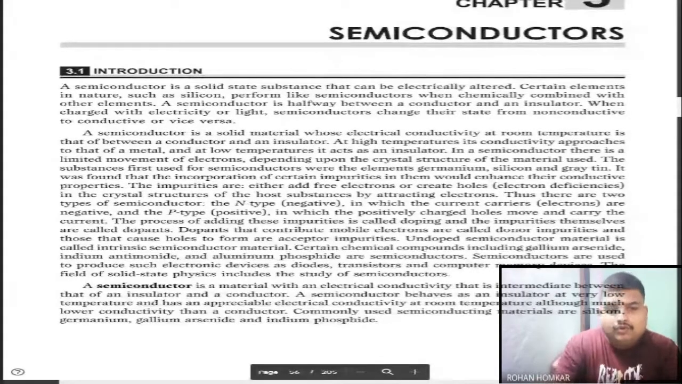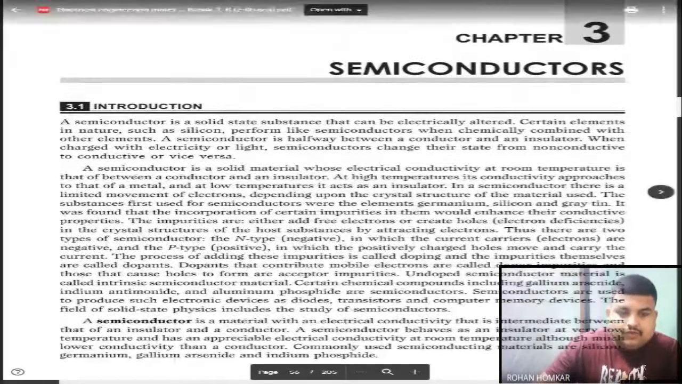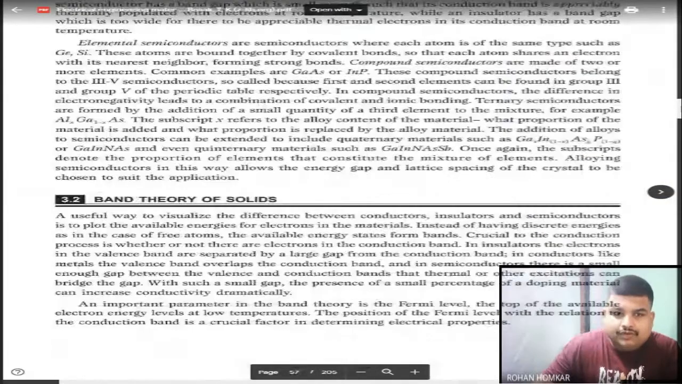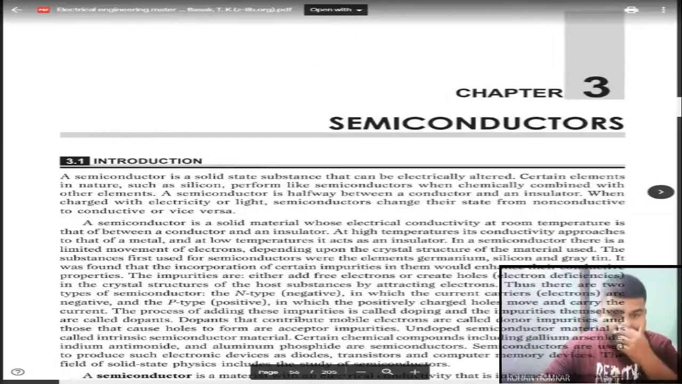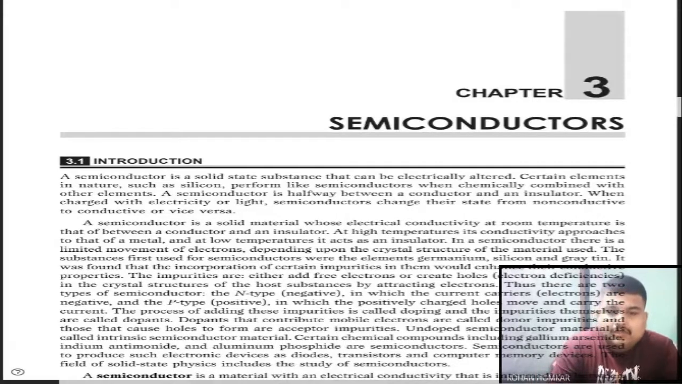But if you talk about the semiconductor materials, what exactly is the property of that material, what exactly the material is made up of, what are the different examples of these materials, this is what we are looking for in today's session. So we can see here that it's introduced as, semiconductor is a solid state substance that can be electrically altered. Like, it has some properties which are not very common in the different materials. It has very special properties.